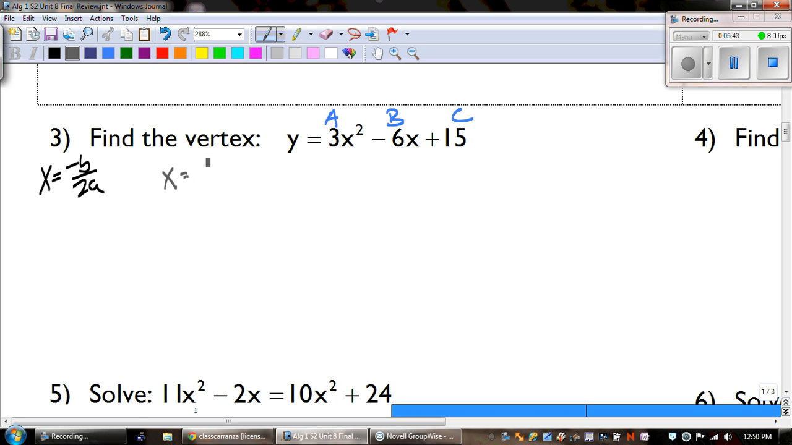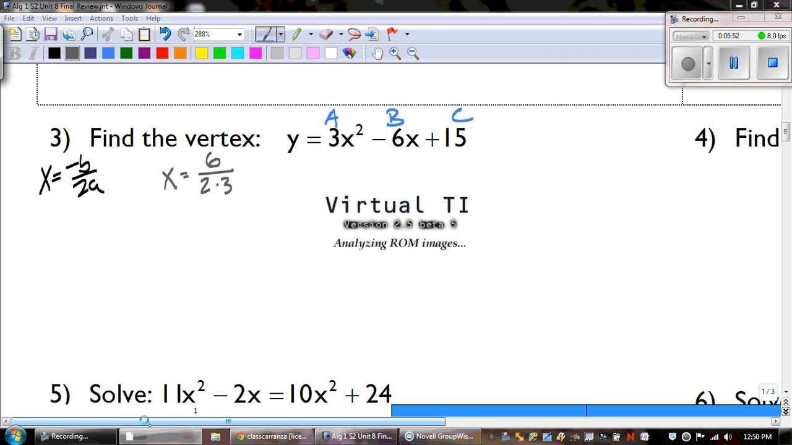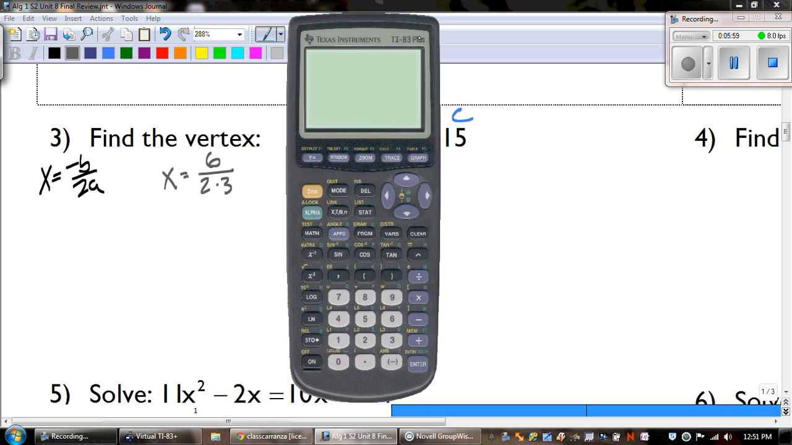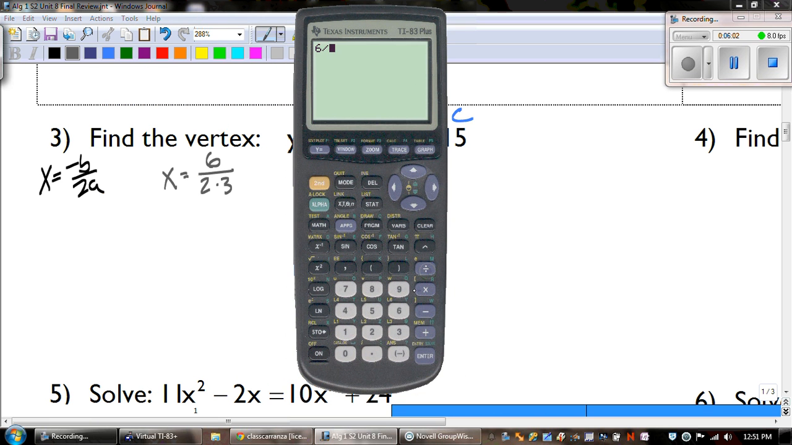So x equals the opposite of b. The opposite of -6 is +6. And then 2 times 3. Now, if you're plugging this all in your calculator, make sure you follow order of operations correctly. Because depending on how you put it in your calculator, if you just do 6 divided by 2 times 3, I get 9. But if I do 6 divided by, in parentheses, 2 times 3, I get a completely different answer. Okay, so which one's correct?